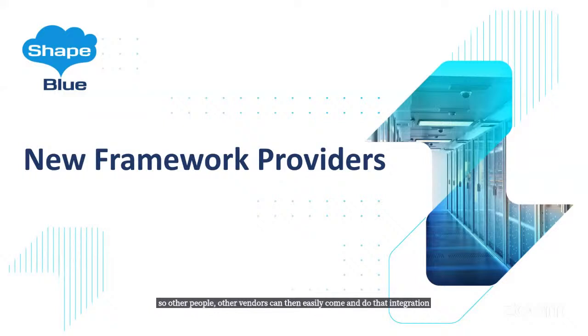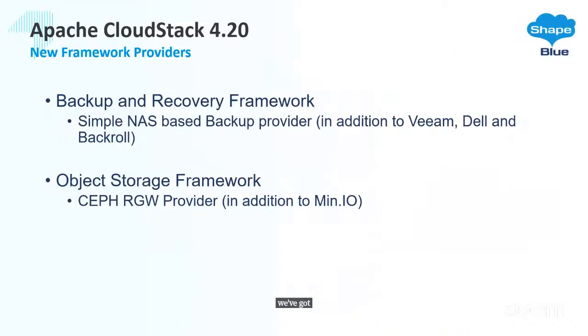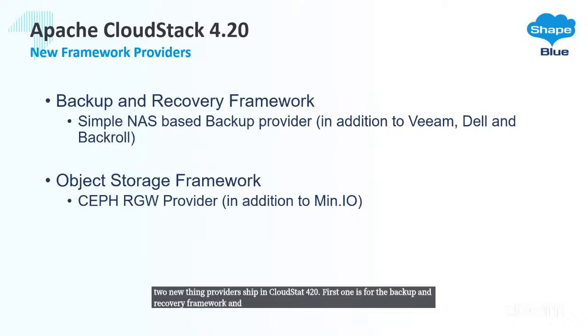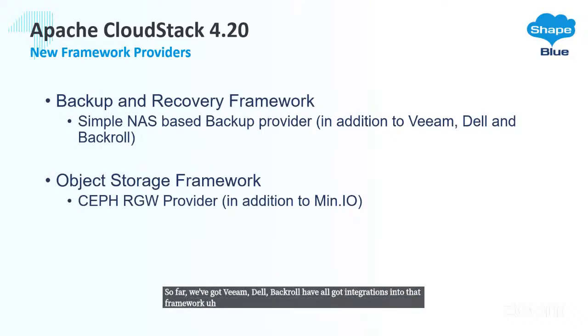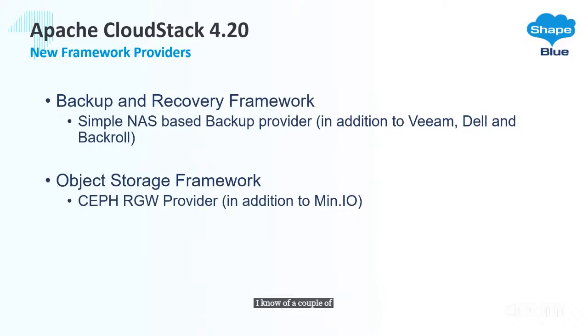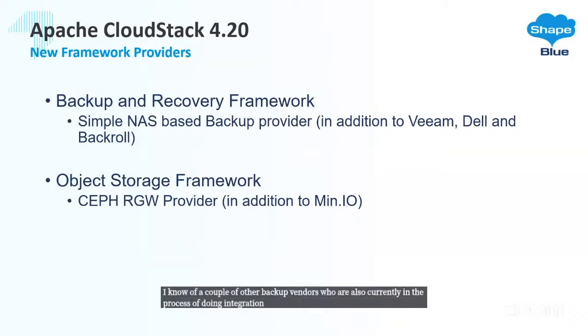We've got two new providers shipping in CloudStack 4.20. First one is for the backup and recovery framework, and there's a lot of activity in this space at the moment, driven by a lot of what's been going on around the hypervisor markets. So far, we've got Veeam, Dell, and Backroll all with integrations into that framework. I know of a couple of other backup vendors who are also currently in the process of doing integration to that framework. But there's now a simple NAS-based backup provider.